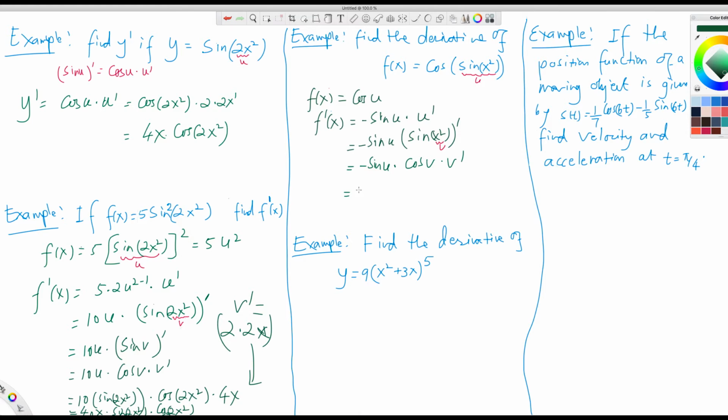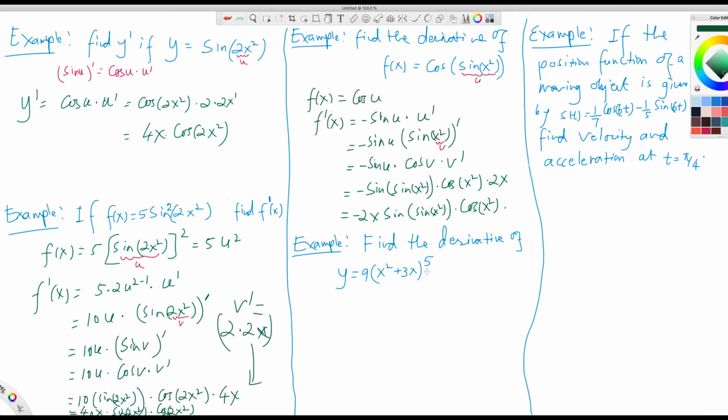Let's plug in the value of sine u. Negative sine, what is u? It is sine x squared, that is u, times cosine, what is v? V is x squared, right? Times, what is v prime? V is x squared, so v prime will be 2x. So the final answer you can write is negative 2x and then sine x squared, right? And then times cosine of x squared. That is the final answer.